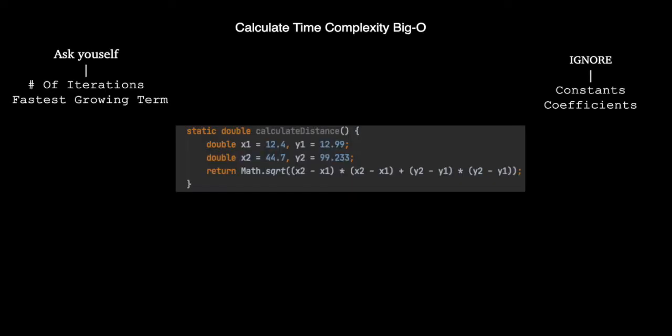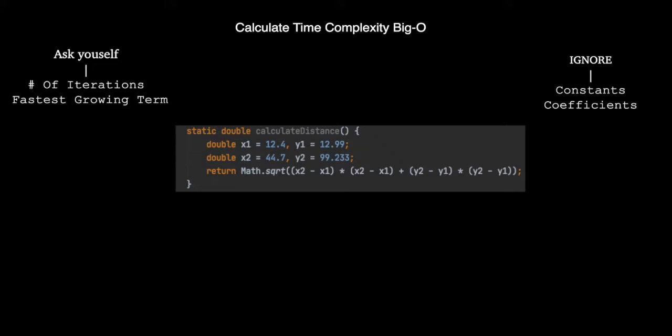Before we start, I want you to pay attention to the left corner and the right corner. Ask yourself: number of iterations, fastest growing term, and try to ignore any constants or coefficients when you are calculating the big O. Okay, for the current example, this is a simple calculate distance. We have 4 variables, and we are applying a mathematical expression.